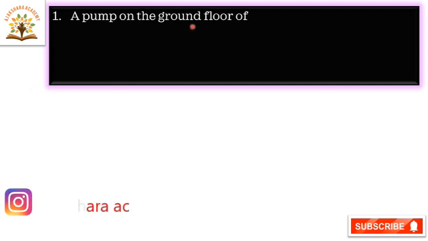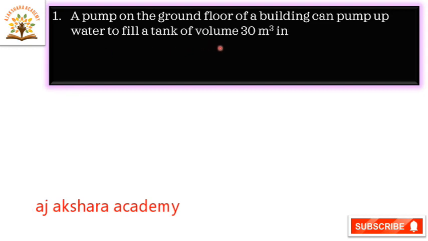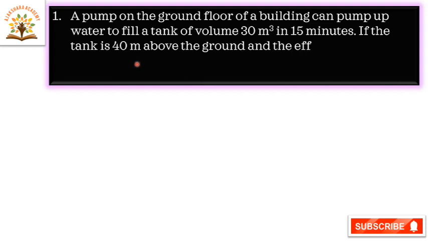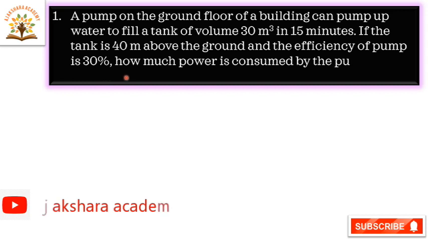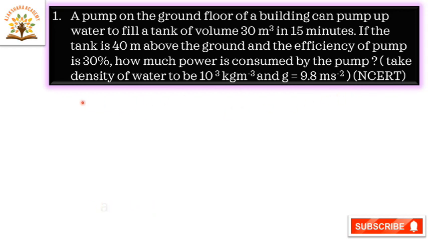Go to the first one. A pump on the ground floor of a building can pump up water to fill a tank of volume 30 meter cube in 15 minutes. If the tank is 40 meters above the ground and the efficiency of pump is 30%, how much power is consumed by the pump? Here in this question, we have to take density of water to be 10^3 kilogram per meter cube and g is equal to 9.8 meter per second square.